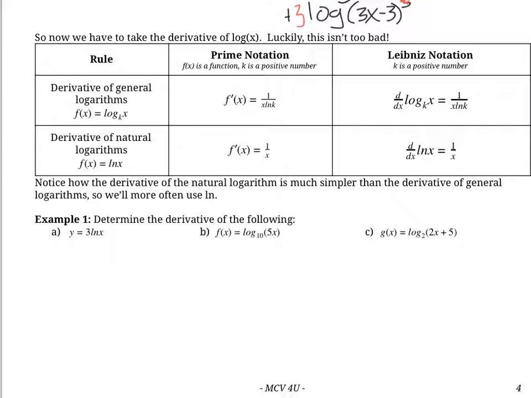This sort of mimics how exponentials work. If you take the derivative of an exponential that doesn't have base e, you have to multiply by ln of the base. And that's the same thing here with logarithms. You have to multiply by ln of the base. So let's see how this actually works with some examples.